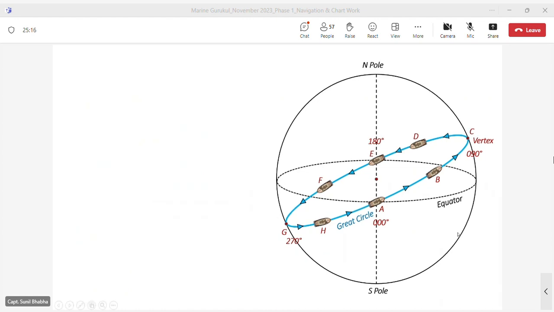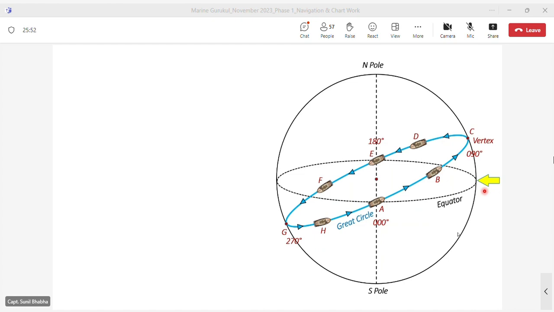Now we have seen the property of the vertex, that at the vertex the great circle track lies in the east-west orientation or 090/270 direction. Let us try to understand it using a diagram. We see the exact same diagram of the great circle track which we saw in the previous slide. Now let us assume that we are looking at the Earth from this particular point, you see this yellow color arrow, we are looking at Earth from this particular direction.